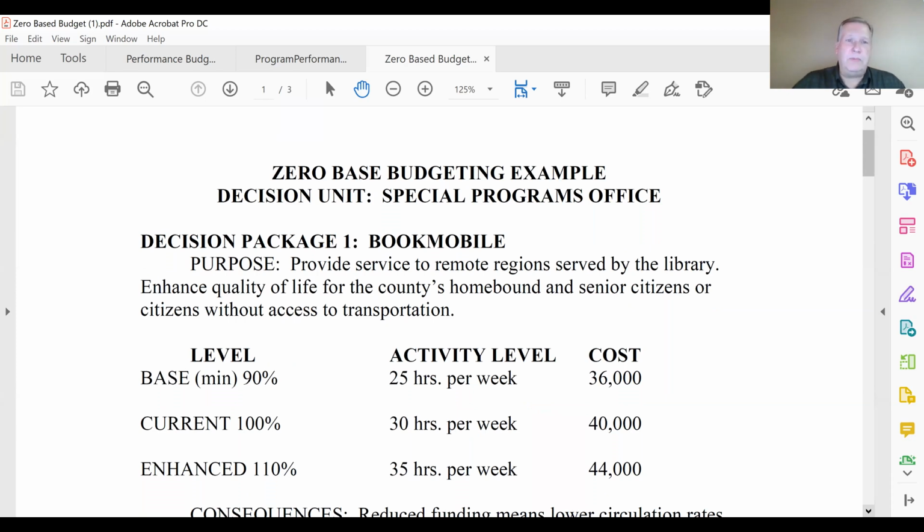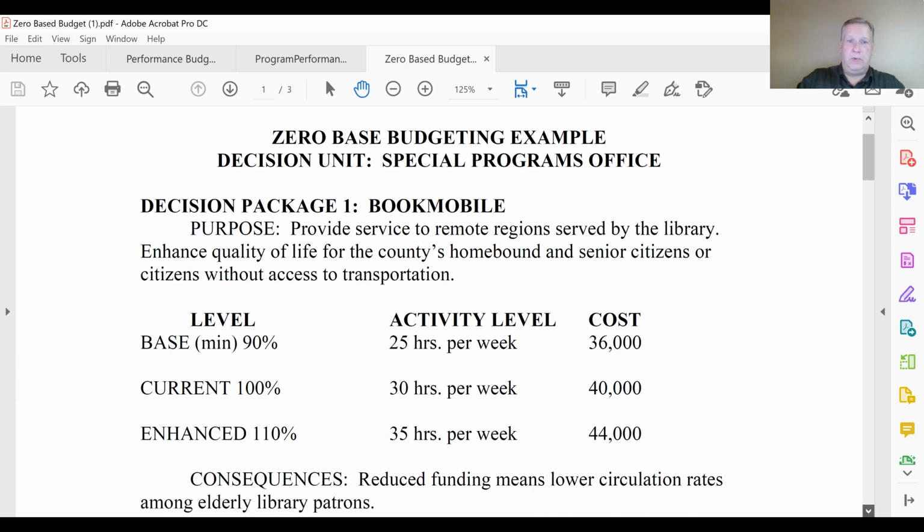So the special programs office then puts together decision packages. So here's decision package number 1. Decision package number 1 is for a bookmobile program. Purpose of the bookmobile is to provide service to remote regions served by the library, enhance quality of life for the county's homebound and senior citizens or citizens without access to transportation. So that's the goal of the bookmobile program.